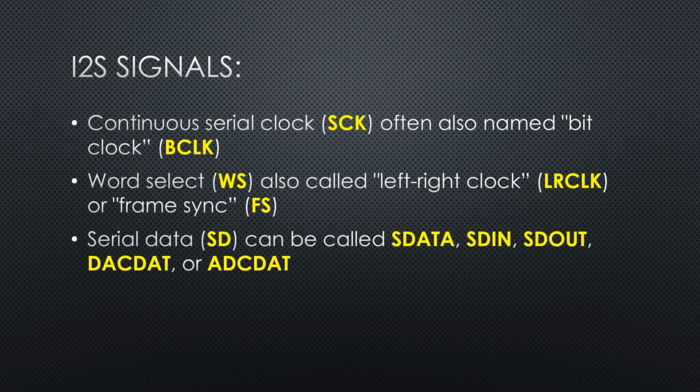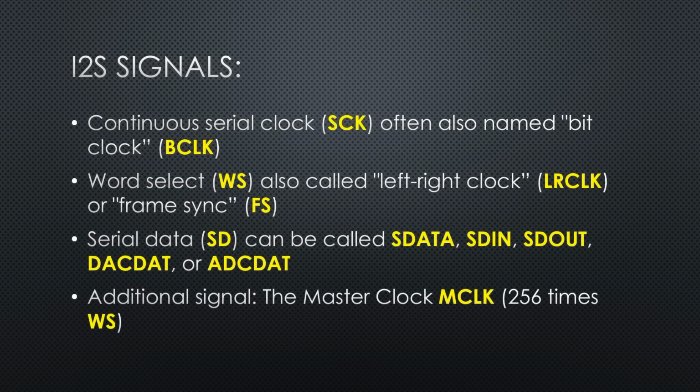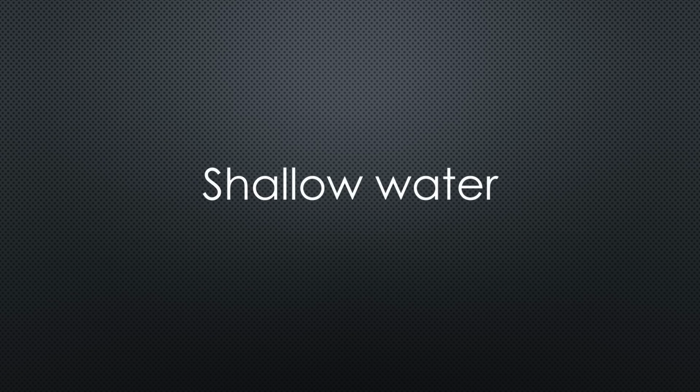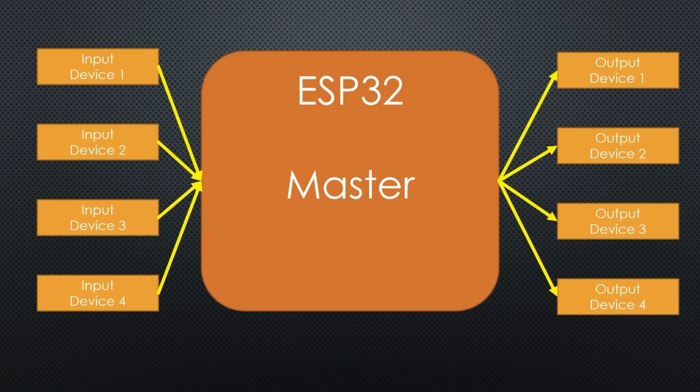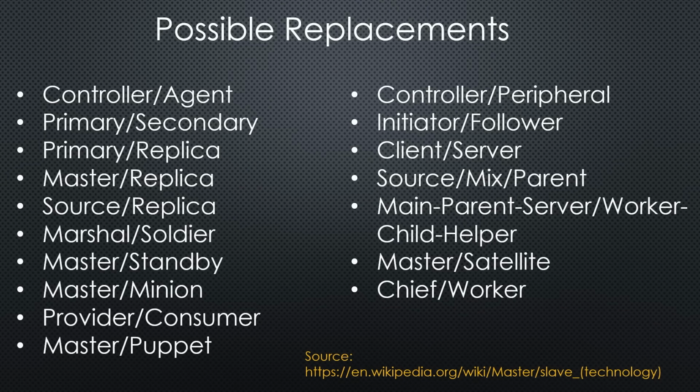A fourth line sometimes is needed, the master clock. It is usually 256 times the word clock and is needed inside some I2S chips. And now we get into shallow waters. Each device can act as a master or as whatever name you prefer. Here you see a few proposals. Fortunately, I can avoid the second name in this video because we use the ESP32 always in the master mode. In this mode, it provides the clocks, by the way.